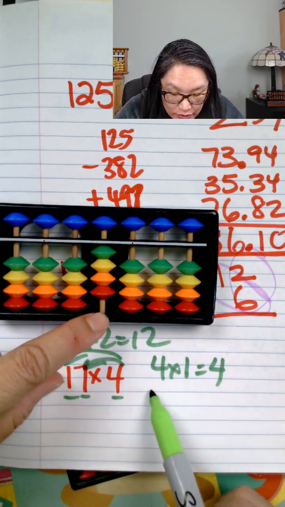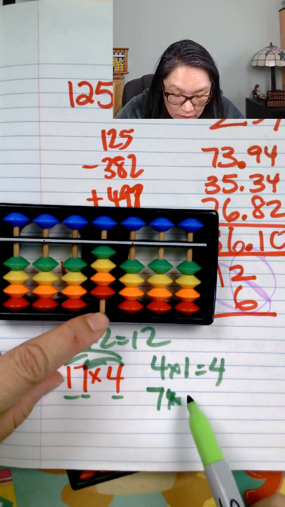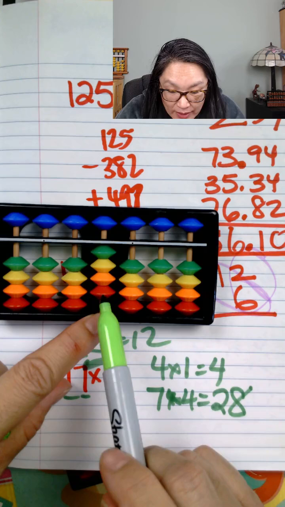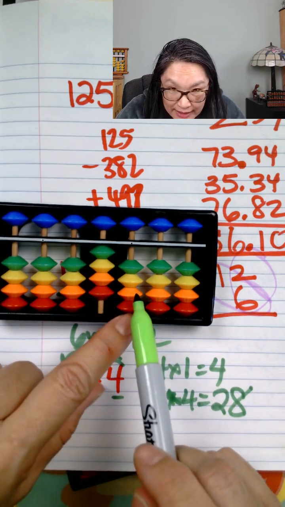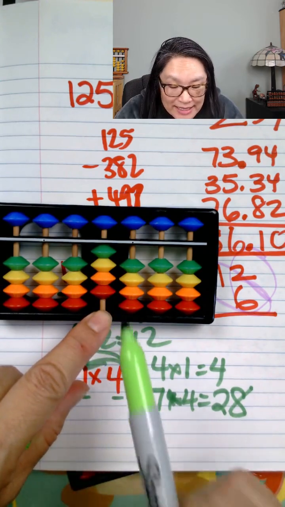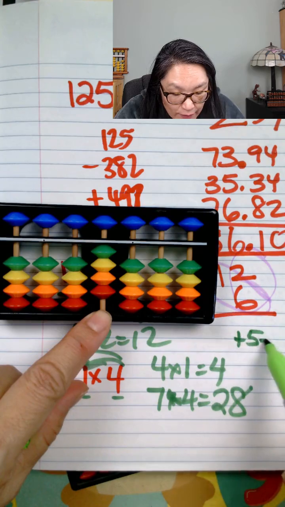Now the next thing I'm going to do is 7 times 4. 7 times 4 is 28. So I add my 2 and I add my 8. Again, I add my 2. There's not enough beads to add the 2. What do I do? Same thing. Plus 5 minus 3, right?